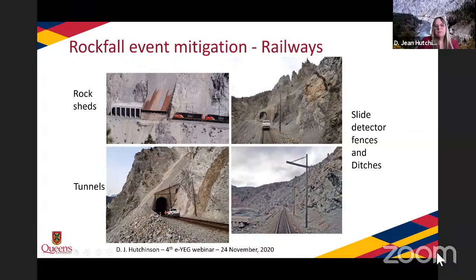And then just to finish the story, the other thing that the railways are interested in from this type of work is where event mitigation structures or measures should be placed. And so you can see rock sheds, tunnels, and then these slide detector fences that are located adjacent to ditches. The idea with these is that if an event occurs, it'll break one of the wires on these systems, which sends a signal to stop the trains. And so these are some of the ways that these events are mitigated, and they're always seeking out where and when should an additional mitigation structure or method be put in place.